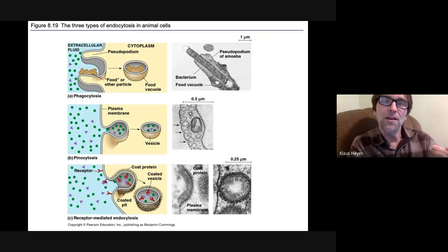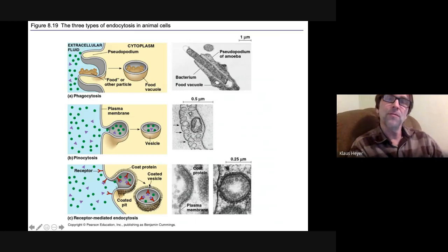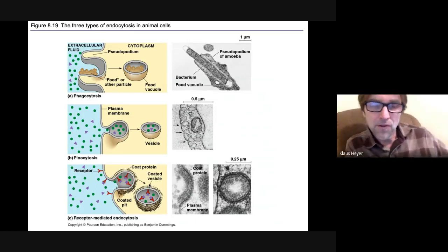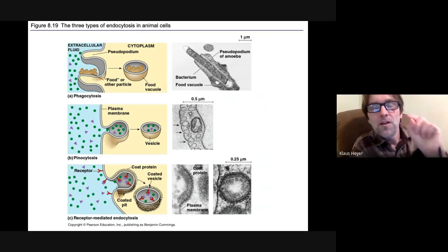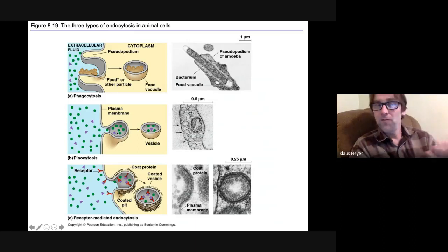Because your thyroid gland is the only thing with the receptors. So these receptors are looking just for iodine. And when it sees iodine go by, it'll grab it and drag it into the cell. That's what receptor-mediated endocytosis is. Receptor-mediated is looking for one specific thing, not just anything. So cell eating, cell drinking, whatever's out there, right? And then receptor-mediated, looking for something very specific.